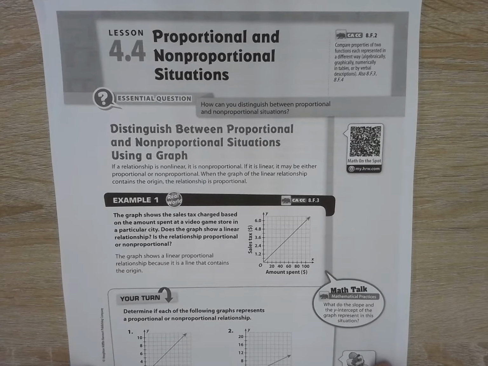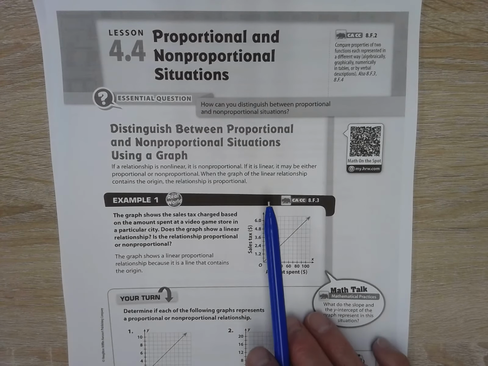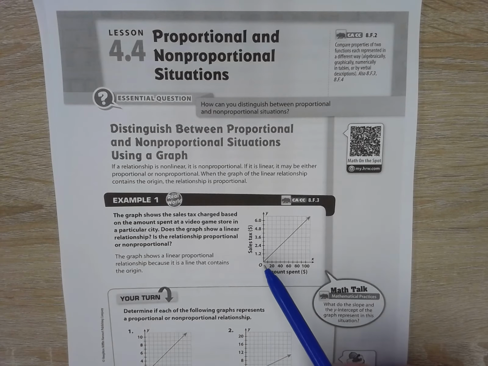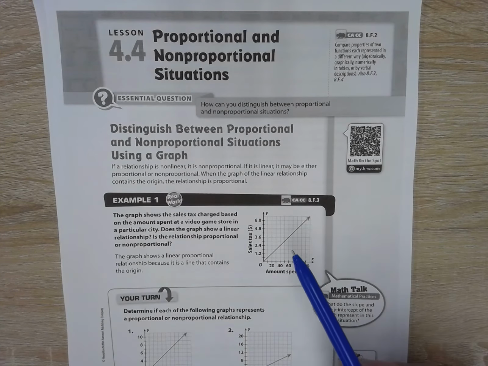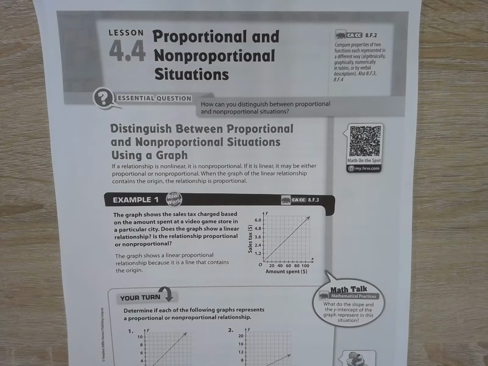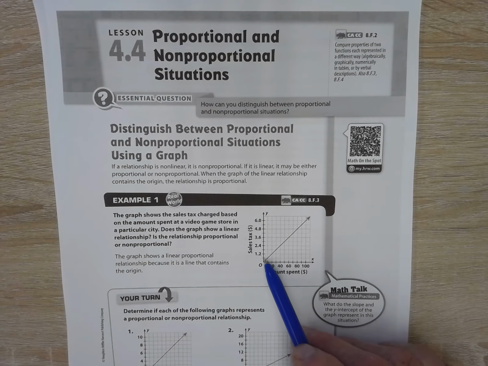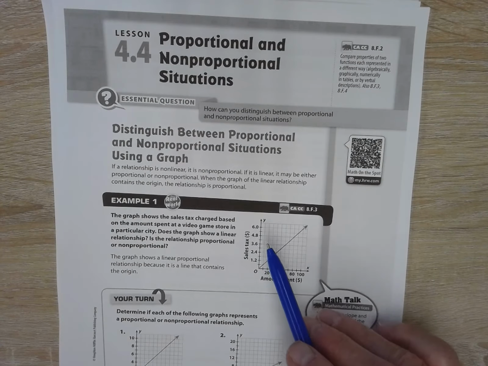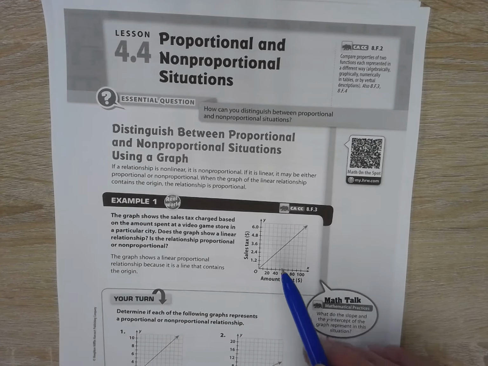We're going to be discussing proportional and non-proportional situations. So when you look at a graph, if the graph starts at the origin, 0, 0, and is a straight line, it's a proportional relationship. If it doesn't begin at 0, 0, and it begins, say, up here, it's still a linear function, but it's non-proportional.